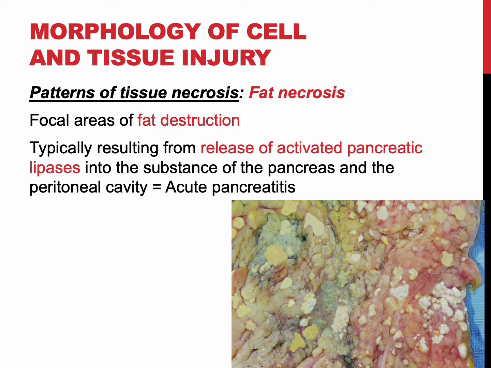Another type of necrosis that we might also encounter is fat necrosis, where you basically see focal areas of fat destruction. That's often seen at the level of the pancreas. At the level of the pancreas, what can happen is that you can have, with necrosis, release of pancreatic enzymes, including pancreatic lipase, and this lipase will basically digest fat if it leaks out into the peritoneal cavity. We often will see this type of necrosis with acute pancreatitis.